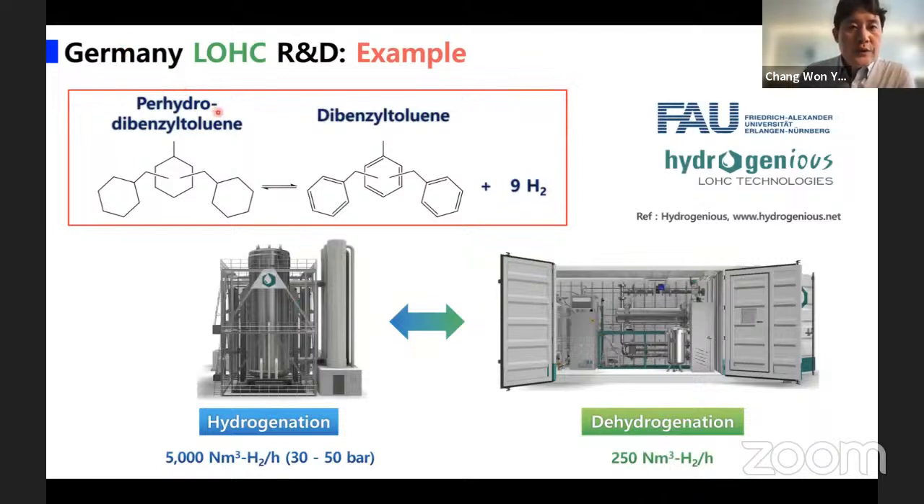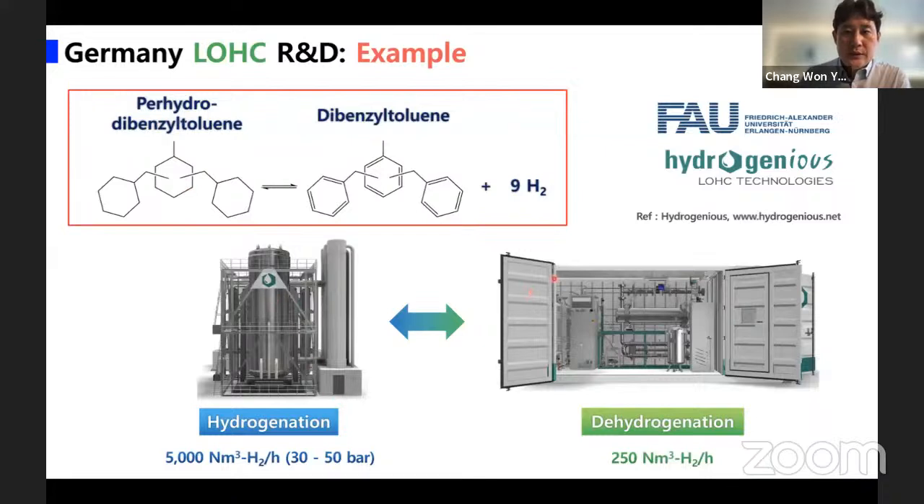Germany, actually, they also conduct relevant R&D for the LOHC here. One of the companies here in Germany, Hydrogenious Technology, actually chose dibenzyl toluene as a potential LOHC. Dibenzyl toluene has a toluene backbone, and the two benzyl groups are randomly connected. Because dibenzyl toluene has 9 carbon-carbon double bonds, we can store 9 hydrogen molecules here to produce hydro-dibenzyl toluene.